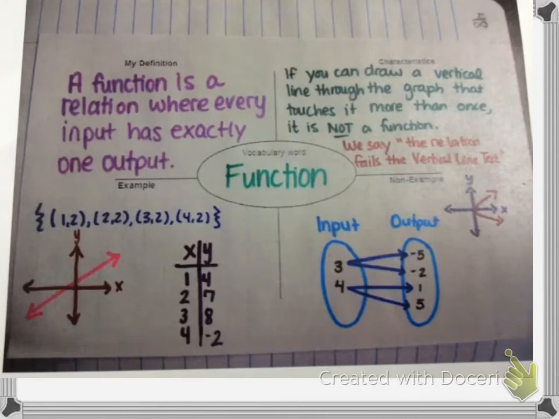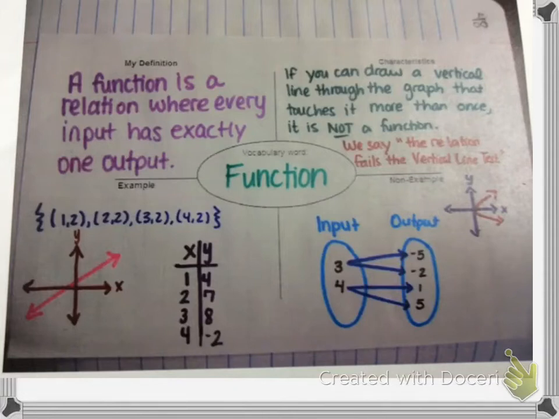The next thing we're going to talk about is a function. A function is a relation where every input has exactly one output. So all functions are relations, but not all relations are functions. So characteristics: if you can draw a vertical line through the graph that touches it more than once, it is not a function. We say the relation failed the vertical line test.